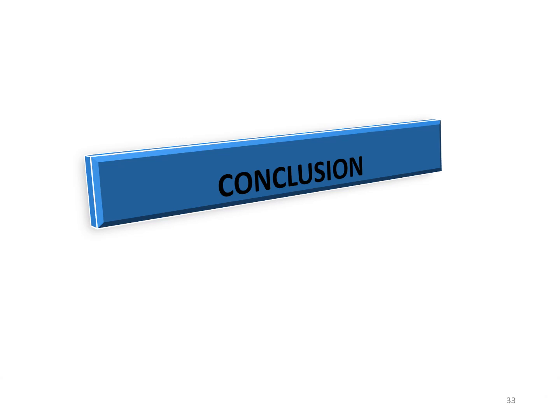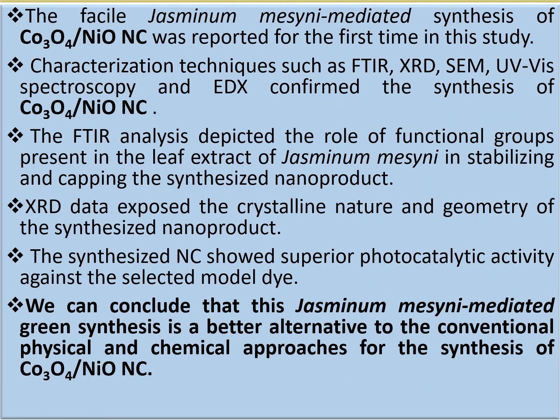So, conclusion of this work: by using Jasminum resin as a plant material, we can synthesize cobalt oxide and nickel oxide nanocomposite. As I have already told you, this nanocomposite has not been reported before by using this plant material. So this is a new study using Jasminum resin plant material.